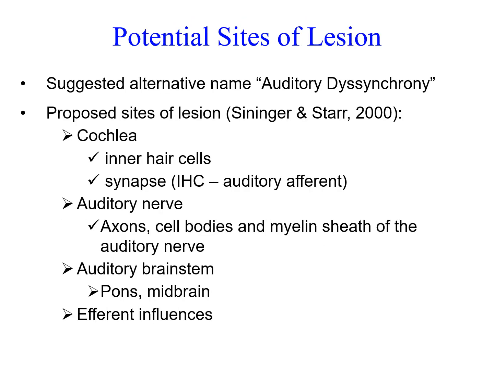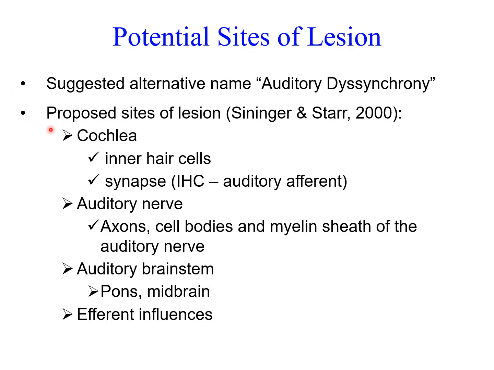For the potential sites of lesion, first of all, we need to know that it's basically auditory dyssynchrony. Whatever mechanism causes a neural dyssynchrony in the auditory system will result in expressions of auditory neuropathy. So any mechanism that disrupts neural synchrony will create symptoms that look like auditory neuropathy, as part of auditory neuropathy spectrum disorders.